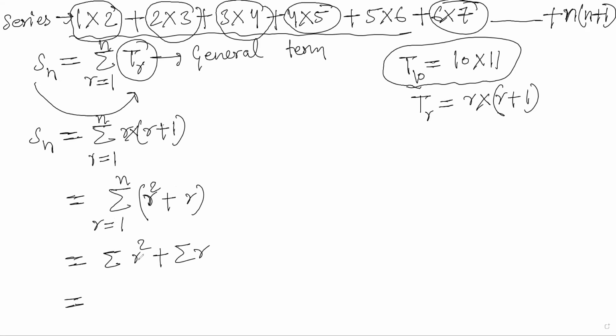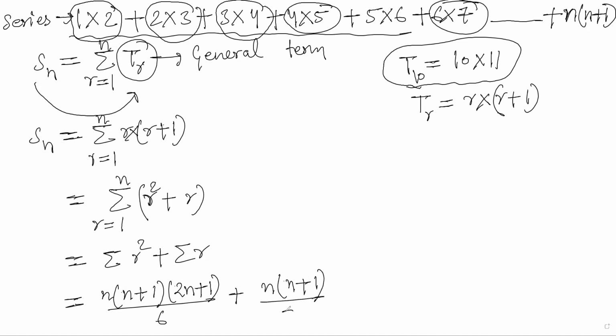You know the formula for this: n into n plus 1 into 2n plus 1 divided by 6, plus this would be n into n plus 1 divided by 2. You can take n into n plus 1 by 2 common. You will be left with 2n plus 1 by 3 here, plus 1 here. And then you can solve the expression.